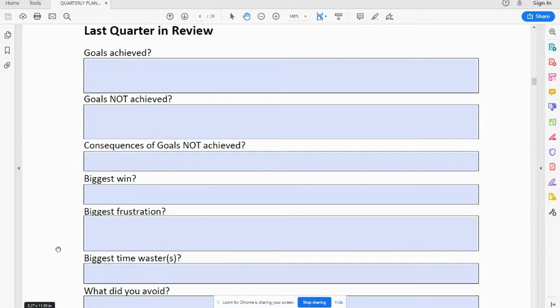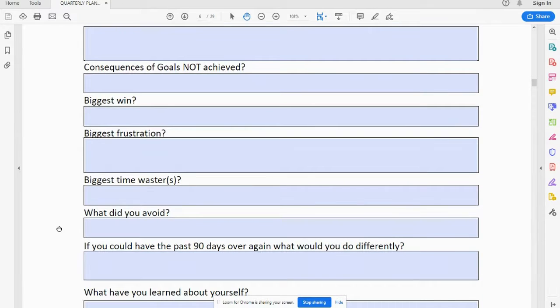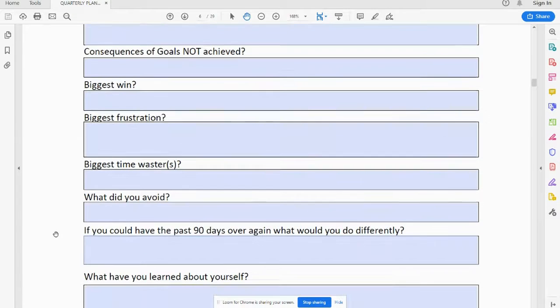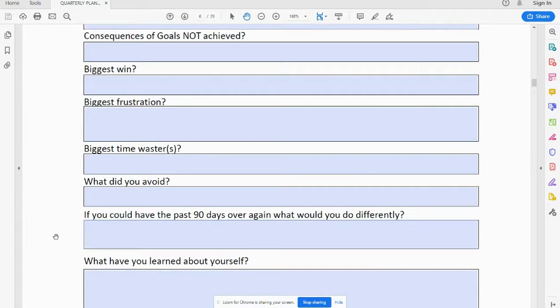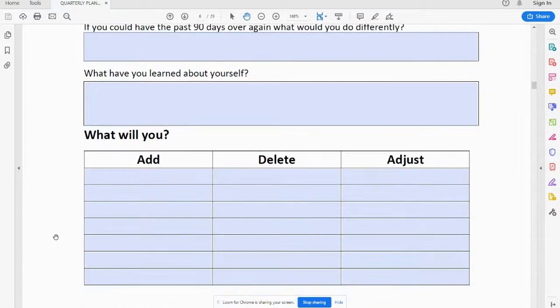Just reviewing your last quarter: what you achieved, what you didn't, what were the consequences of not achieving the goals that you set, what's your biggest win, your biggest frustration, biggest time waster, what did you avoid? We all avoid things. If you had the last 90 days again, what would you do differently, knowing what you know now? Because hindsight's so clear. What have you learned about yourself? Always a great question to ask. And then a little summary table. What will you add, delete, or adjust?